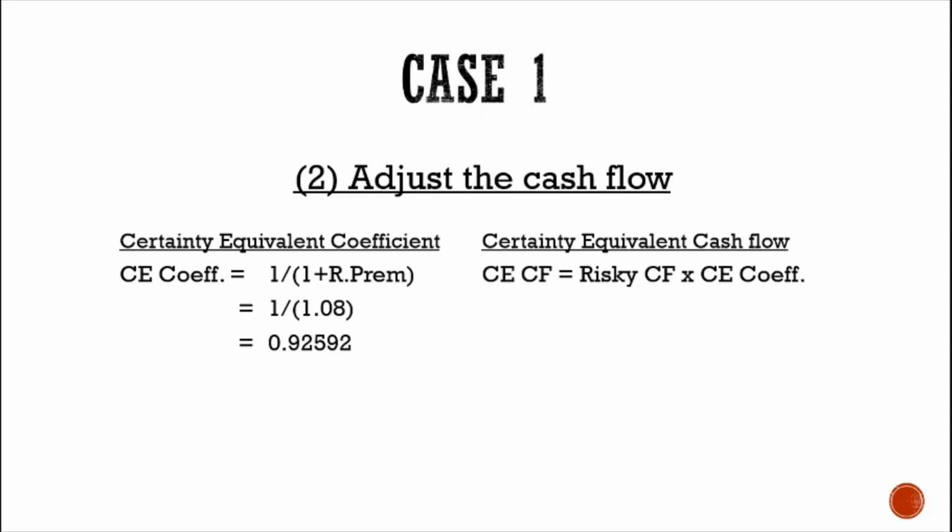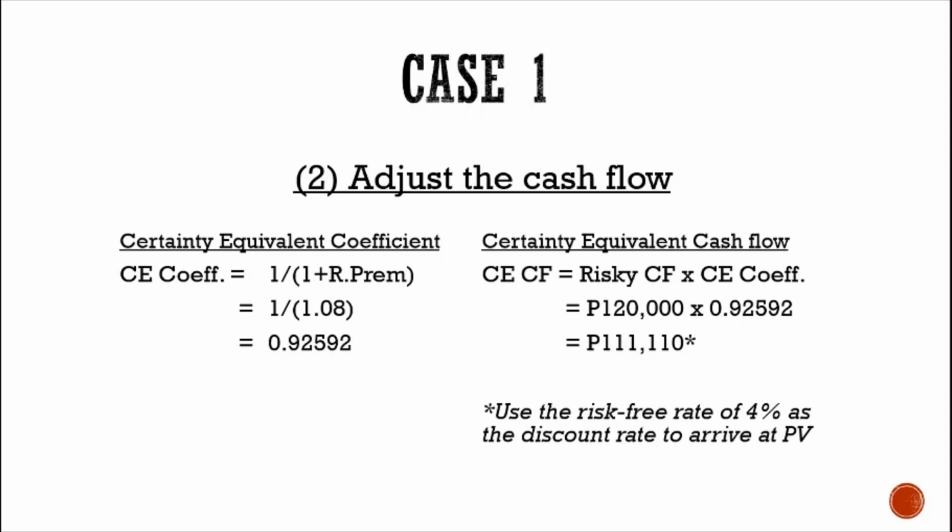Next, instead of using the risky cash flow as it is given, 120,000 pesos, we would adjust it to the certainty equivalent cash flow. We can do so by multiplying the risky cash flow by the certainty equivalent coefficient. That's 120,000 times 0.92592. We will arrive at a certainty equivalent cash flow of 111,110 pesos. We call this the certainty equivalent cash flow.